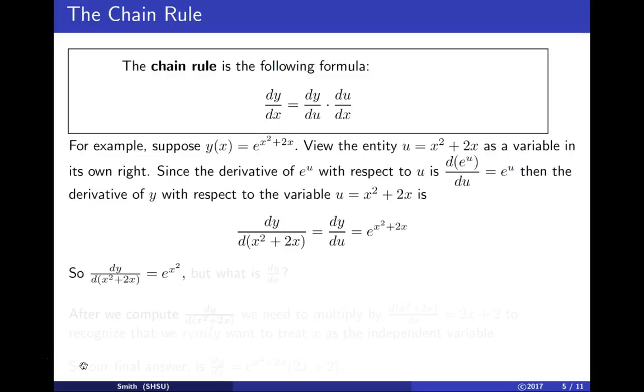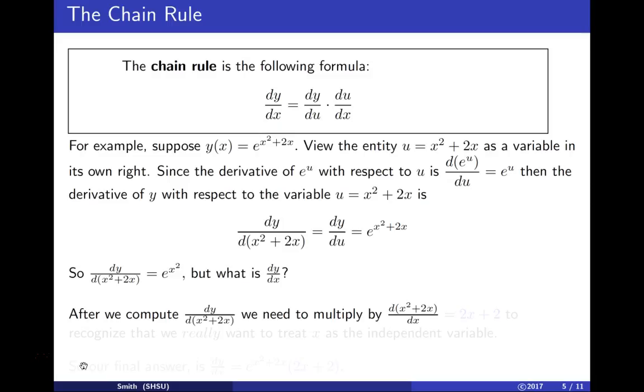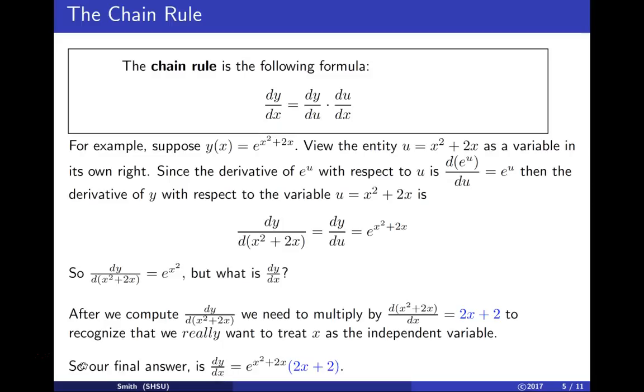But what about dy dx? We wanted not the derivative of y with respect to u, but the derivative of y with respect to x. And so dy dx is going to involve multiplying by the derivative of this inside part, by the derivative of x squared plus 2x. What's the derivative of x squared plus 2x with respect to x? Well, that's just 2x plus 2. So to recognize that we really want to treat x as the independent variable, we need to multiply by this 2x plus 2. So our final answer is, if we're differentiating y equals e to the x squared plus 2x, the derivative is e to the x squared plus 2x times 2x plus 2.